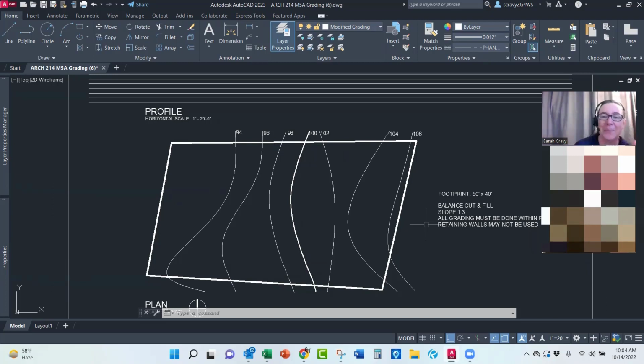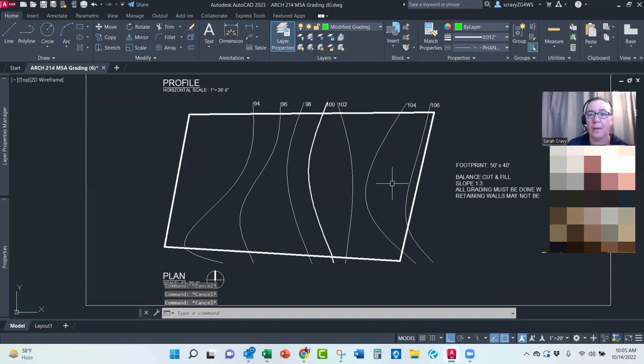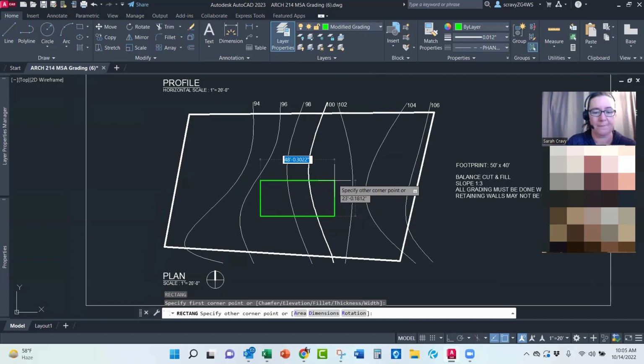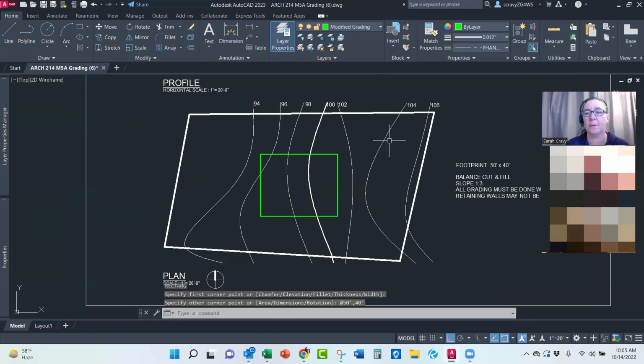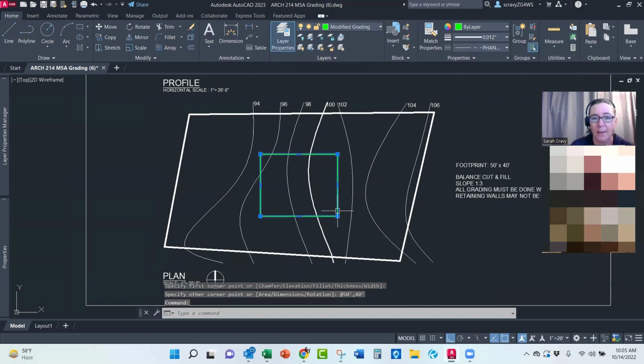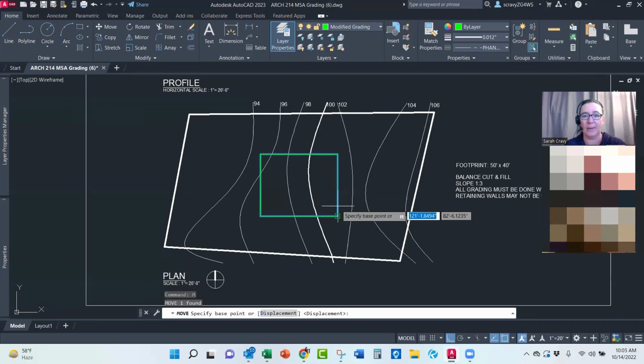So the first thing I'm going to do is check the layers here. I've got base drawing and modified grading. All my new stuff I want to be on modified grading. I'm going to change colors just so I know. Now I'm going to draw my footprint. I'm going to draw a rectangle, 50 feet by 40 feet. There's our building, or our flat pad, and we can move it wherever we like.